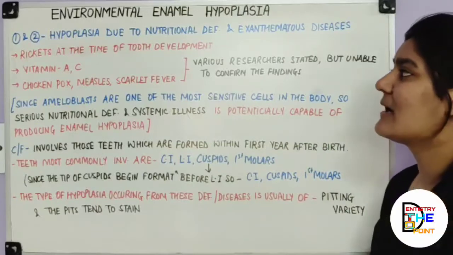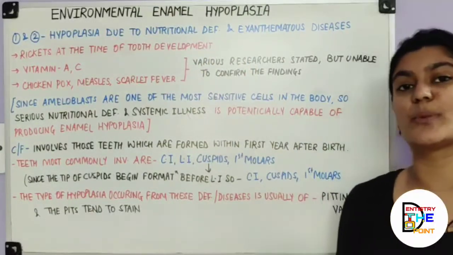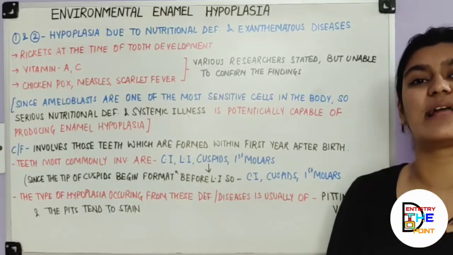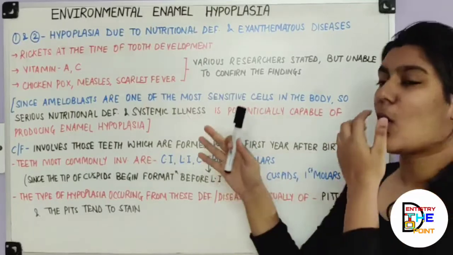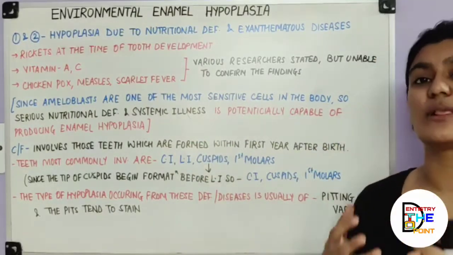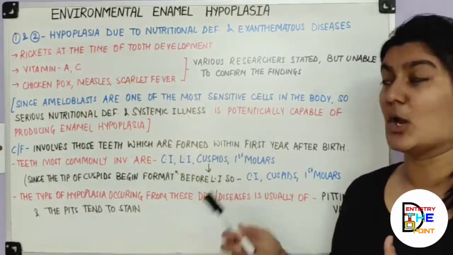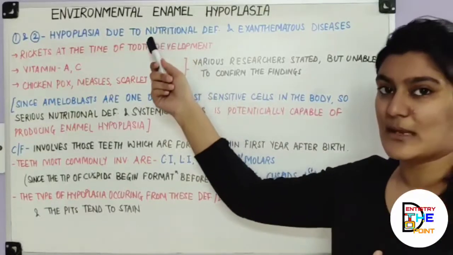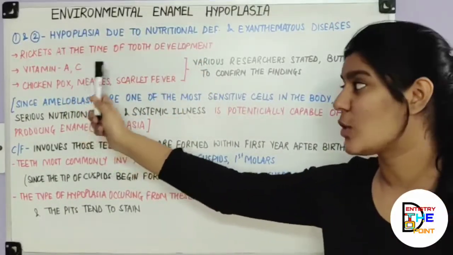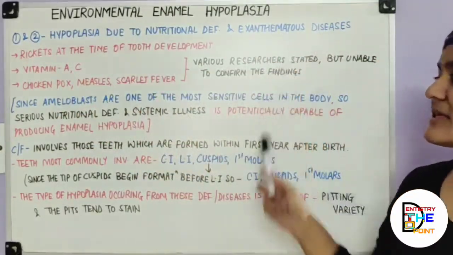So as we have read, hypoplasia due to nutritional deficiencies. Now nutritional deficiencies could be because of vitamin A, C deficiency, vitamin D deficiency, that is rickets. So now this is all a study based thing, that is some investigators and some researchers said that rickets at the time of tooth development could lead to this type of enamel hypoplasia, or vitamin A and C deficiency could also lead. Chickenpox, measles and scarlet fever, that is your exanthematous diseases, could lead.